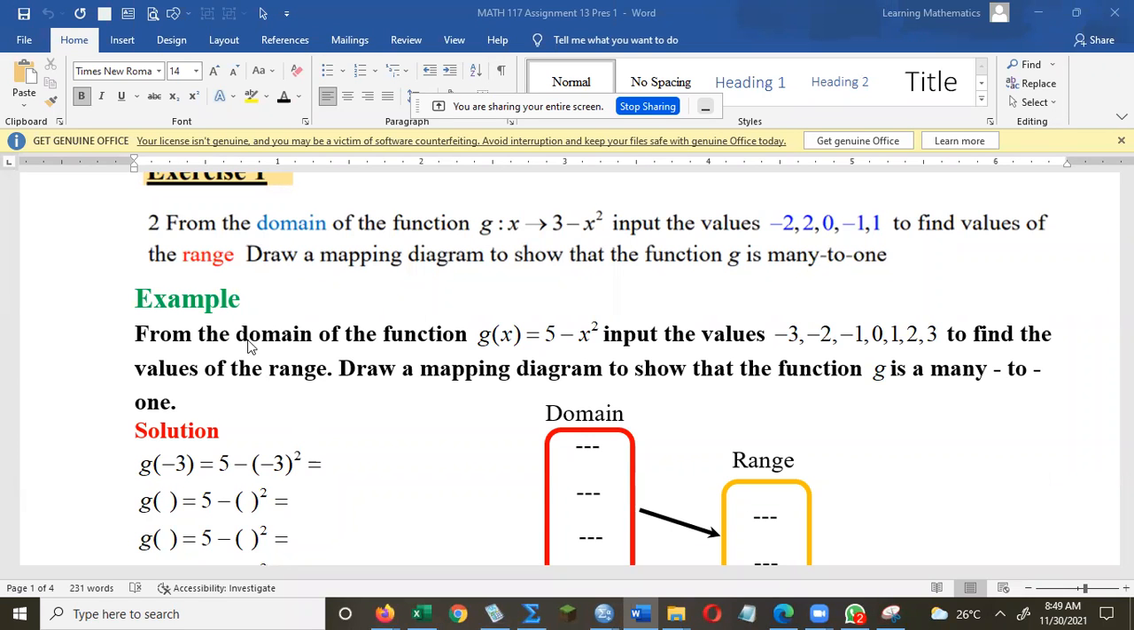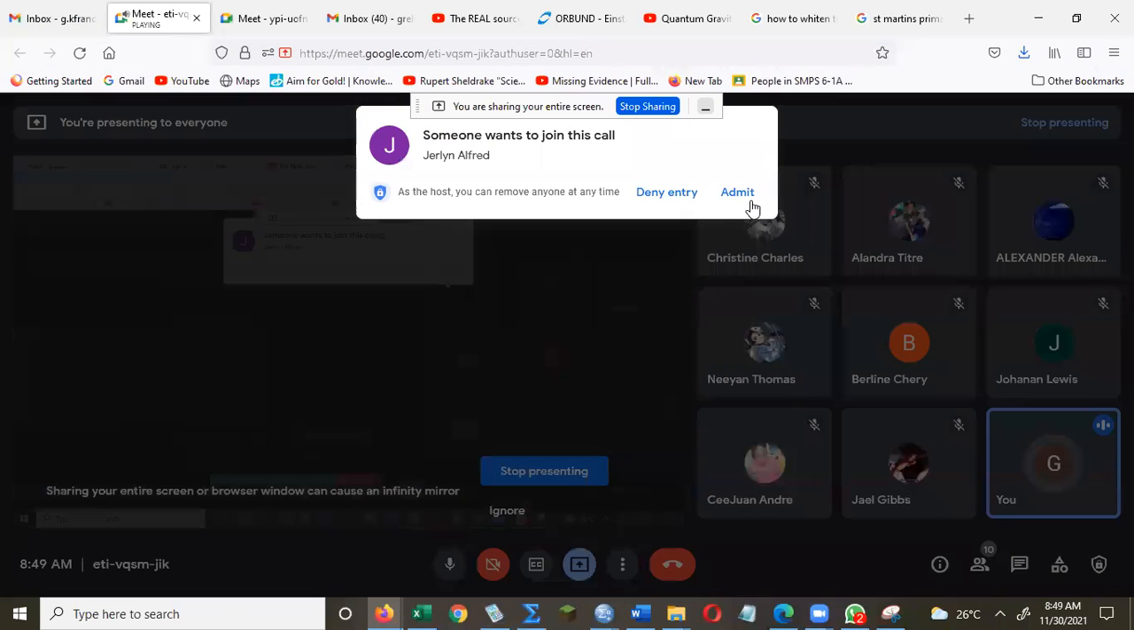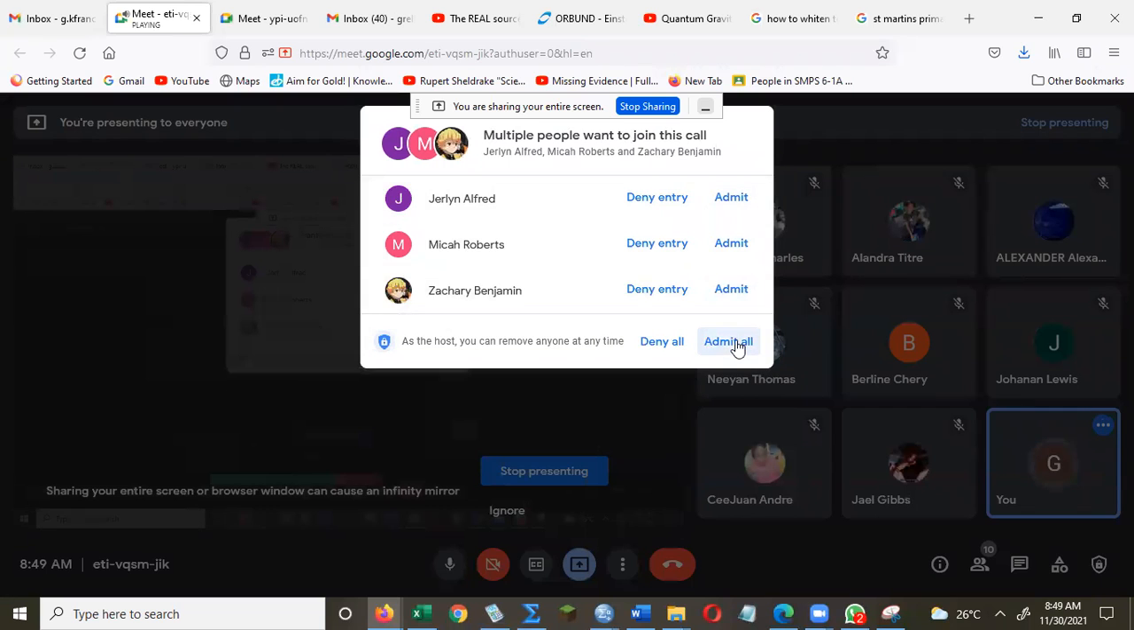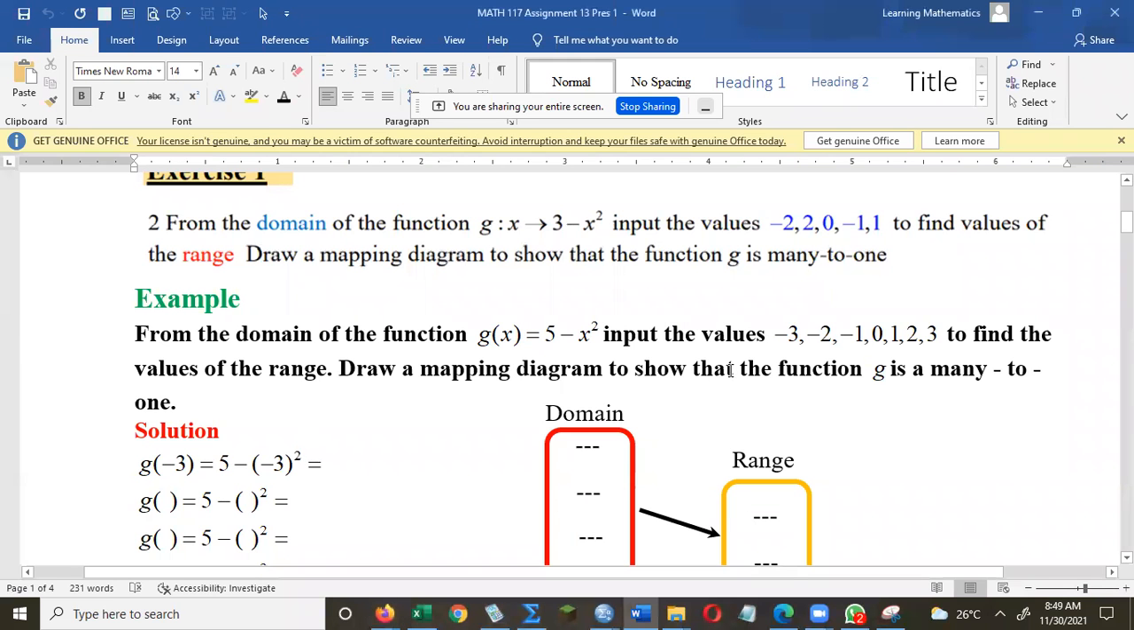Right. It says that from the domain of the function g of x is equal to 5 minus x squared, input the values of -3, -2, -1, 0, 1, 2, and 3. So you see how it looks very much like the assignment question.